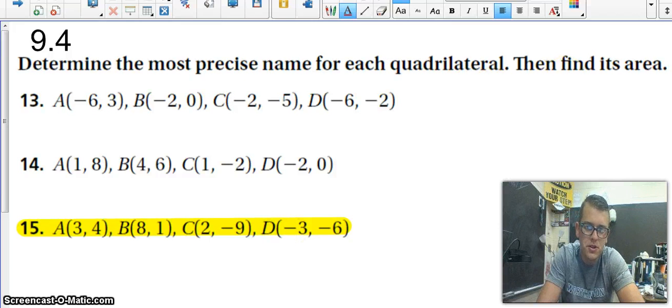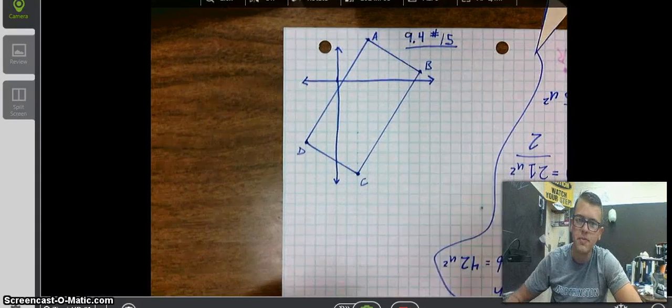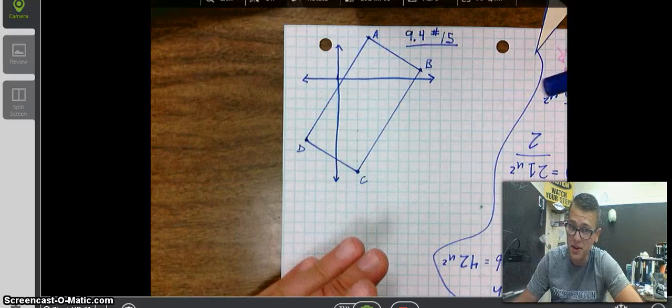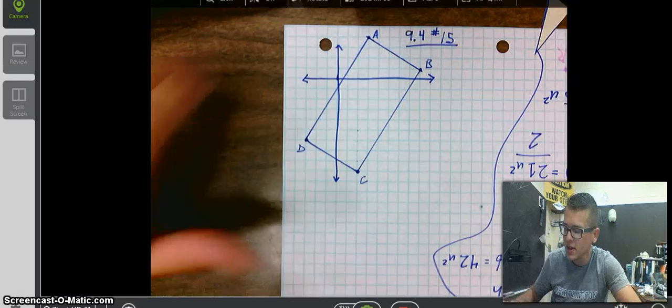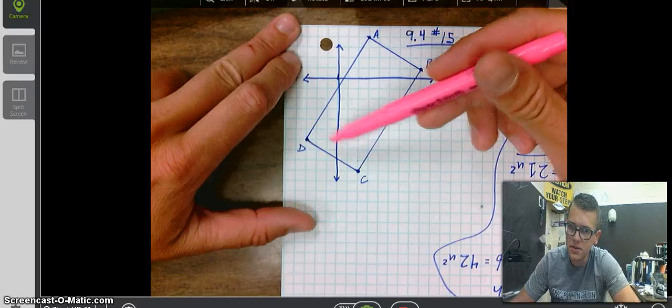So let's start by first just placing that quadrilateral on the coordinate grid. So I've placed A, B, C, D here, and what it looks like is a rectangle, but we can't just go based off what it looks like. We have to prove it mathematically. So the first thing I'm going to do is check, is AB parallel to DC?